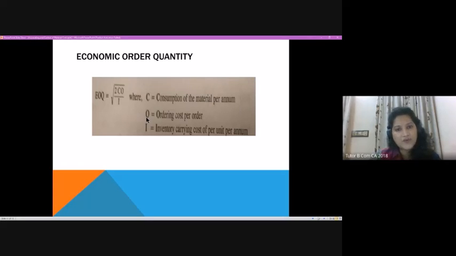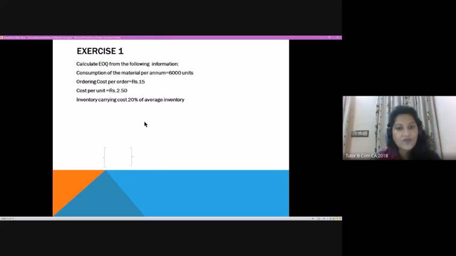That is whole root of 2CO by I. And C is consumption, annual consumption. O is ordering cost per order, and I is per unit per annum, the carrying cost, the storage cost. That's EOQ. Now I have given you an example here.